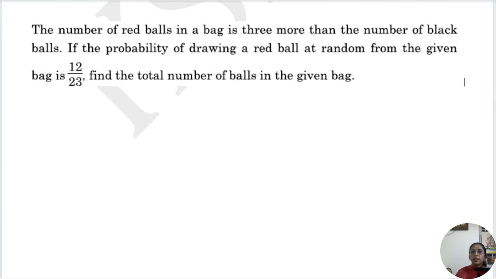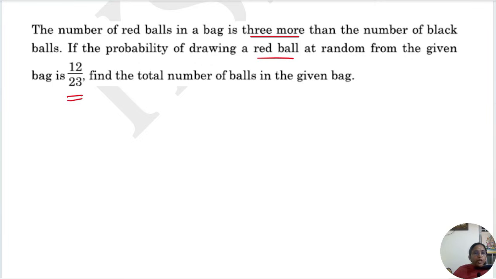The number of red balls in a bag is 3 more than the number of black balls. If the probability of drawing a red ball at random from the given bag is 12 divided by 23, it is given. Find the total number of balls in the given bag.